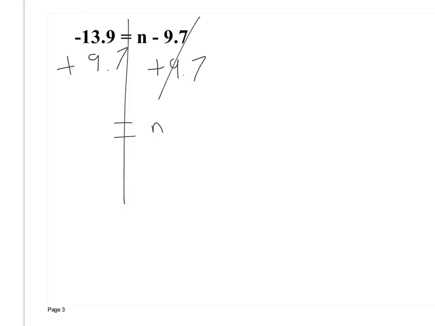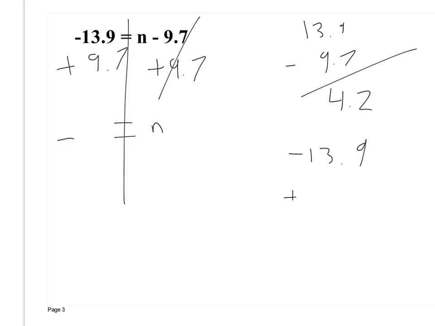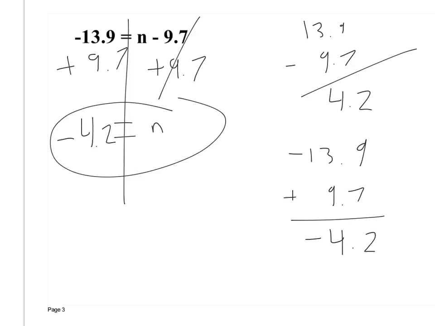Now, what's my answer going to be? Is it going to be positive or is it going to be negative? Okay, it's going to be a negative answer. And if you have trouble with this, just do 13.9 minus 9.7. Okay, you get 4.2. So what do you think negative 13.9 plus 9.7 is? Negative 4.2. Can I check my answer? Yeah. Okay, so negative 4.2 minus 9.7, what would it give me? Negative 13.9. I must be right.